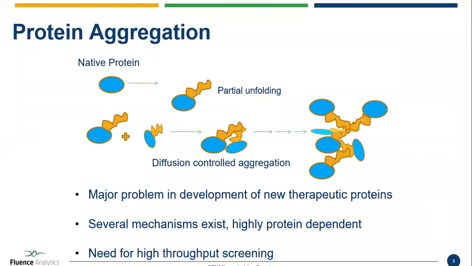The mechanism for aggregation, there's numerous mechanisms which can occur, and it's highly protein dependent. Because of these problems, the ARGEN is ideally suited in that it's good for high throughput screening. You can simultaneously run up to 16 samples at once. You can quickly cycle through them. So it's a great way of doing an initial characterization of stability.